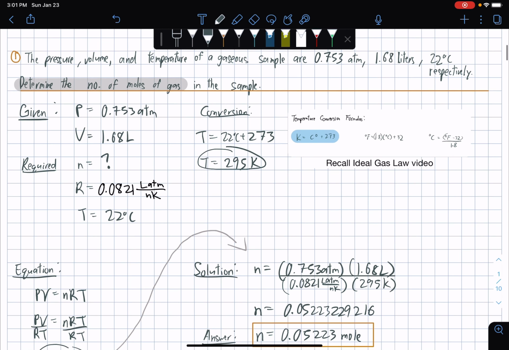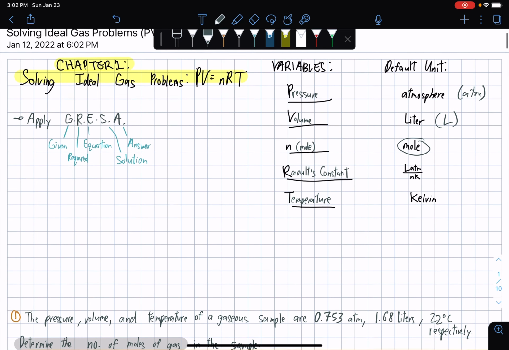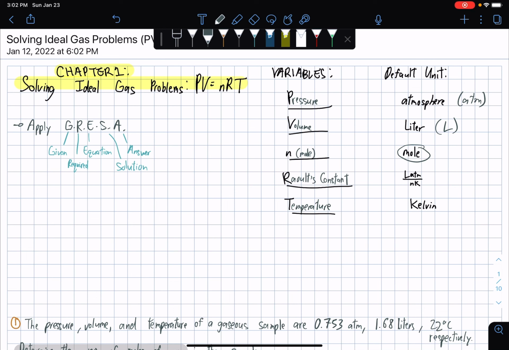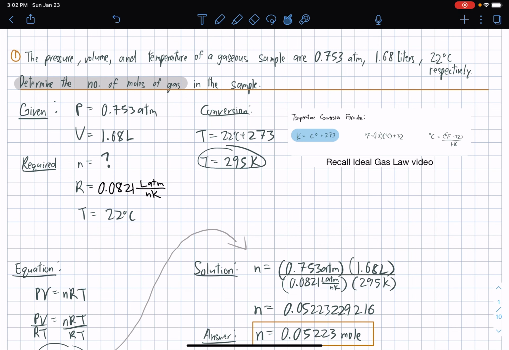So that's everything for this video. Just one example. I hope you're able to understand it. Especially you have to take note of this. And this may also serve as a structure to organize your solution. Especially now that we're going to have lessons about the three laws, the combined gas law, Boyle's law, and Charles's law. So that will be chapters 2, 3, and 4 respectively. So I'll wait for that video. It won't be long. Thank you.